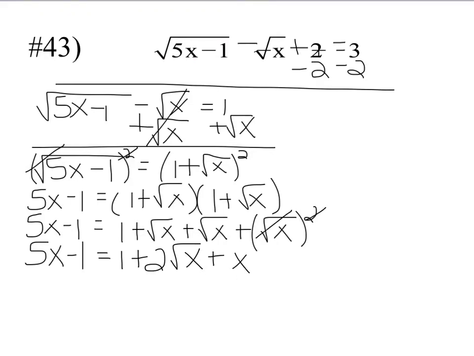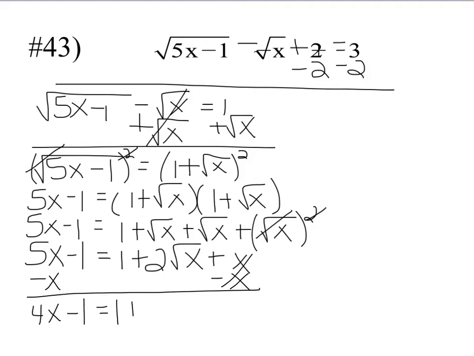Now that I've gone through all of that, I still have a radical left. Because I still have a radical left, I have to isolate this radical and then solve that way. So now I'm going to move everything else from the right side, other than the radical, to the left. So I'm going to start with subtracting x from both sides. That leaves me 4x minus 1 is equal to 1 plus 2 square root of x.